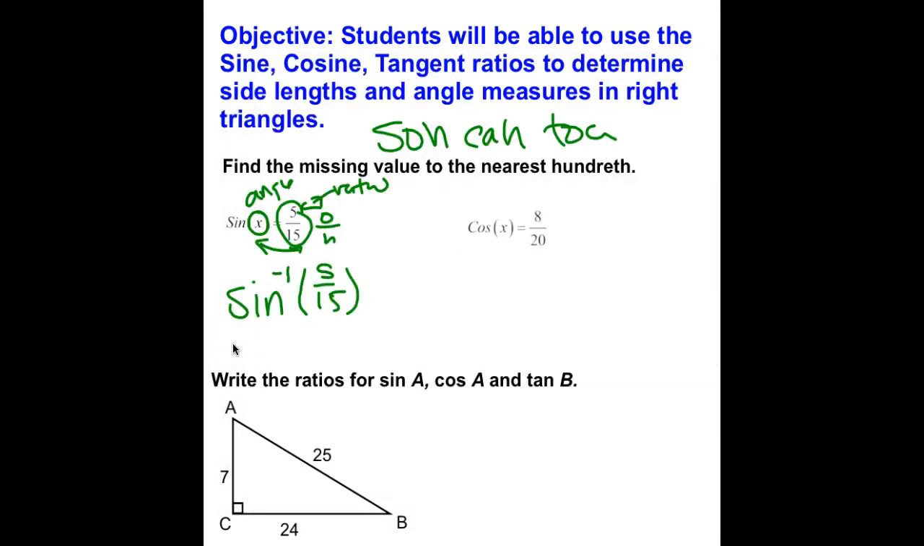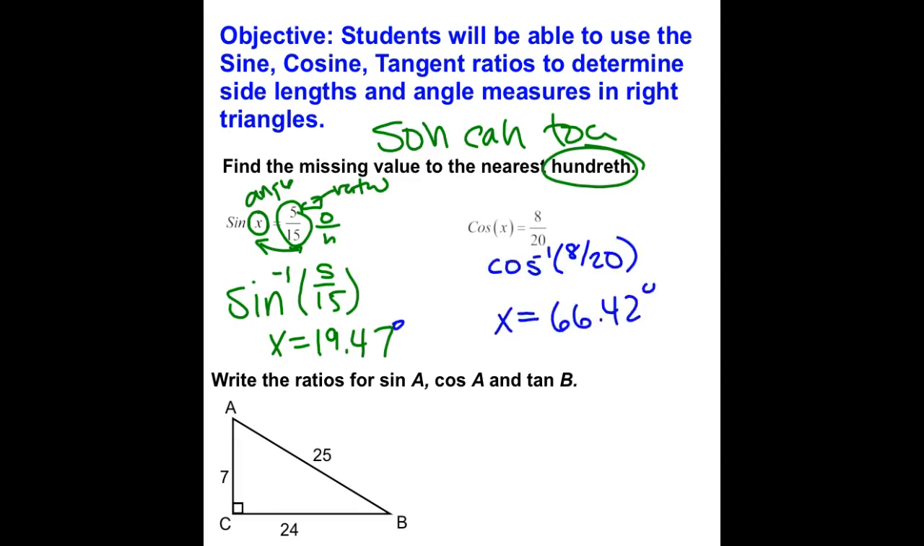So we write that in degrees. It says round to the nearest hundredth. So we're going to say that x equals 19.47. Pause the video and try the next one on your own. You can check your answer with mine. I got the angle to be 66.42 degrees.